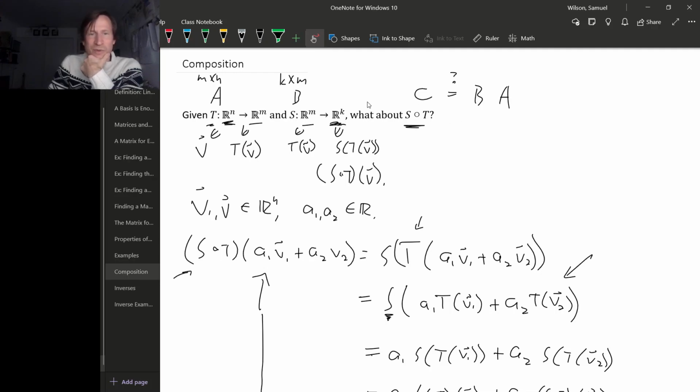C is going from Rn to Rk, so C has to be k by n. And this matrix product, it's k by m times m by n. You can see that matrix product is going to produce the correct size. So this is the only thing it could be, but is it this? Well, the short answer is yes, because when we defined matrix multiplication, we defined it specifically to make this true. So there's nothing to prove here. This is proof by definition.